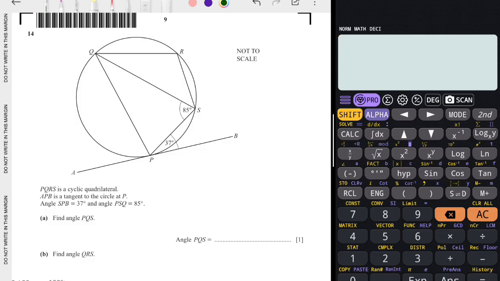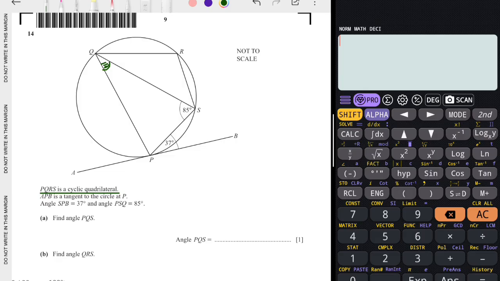PQRS is a cyclic quadrant. ABP is a tangent to a circle at P. Angle SPB is equal to 37 degree and angle PSQ is 85 degree. Find the angle PQS. First of all, we have to find out this angle.